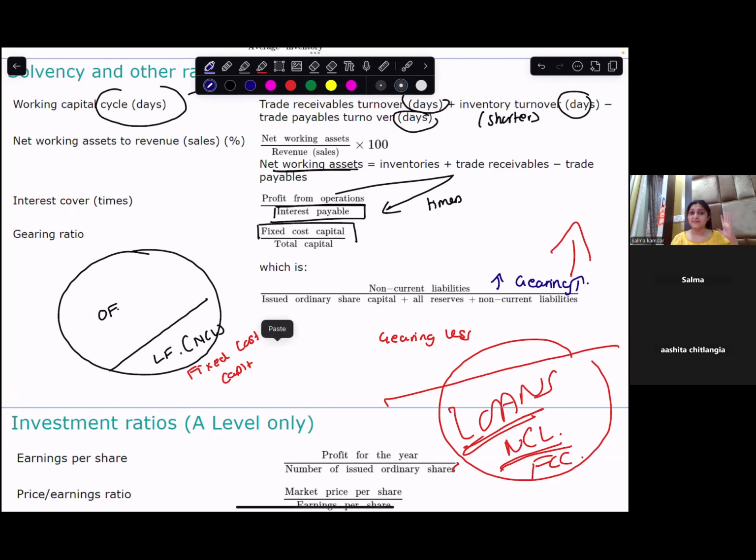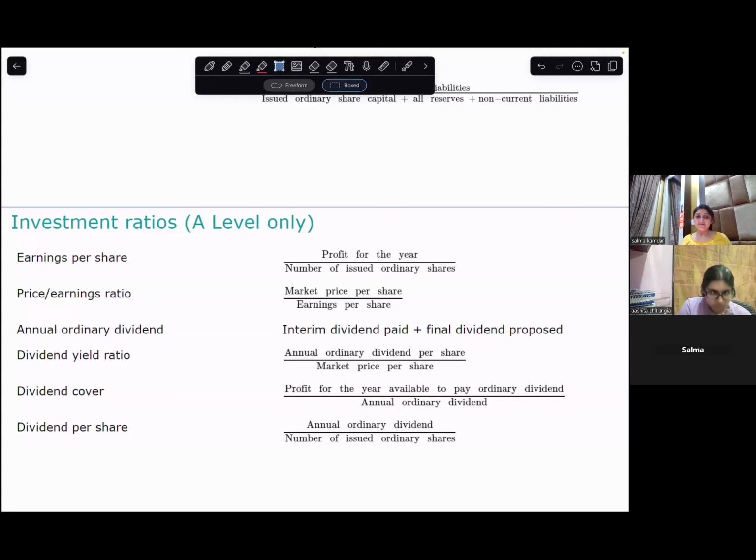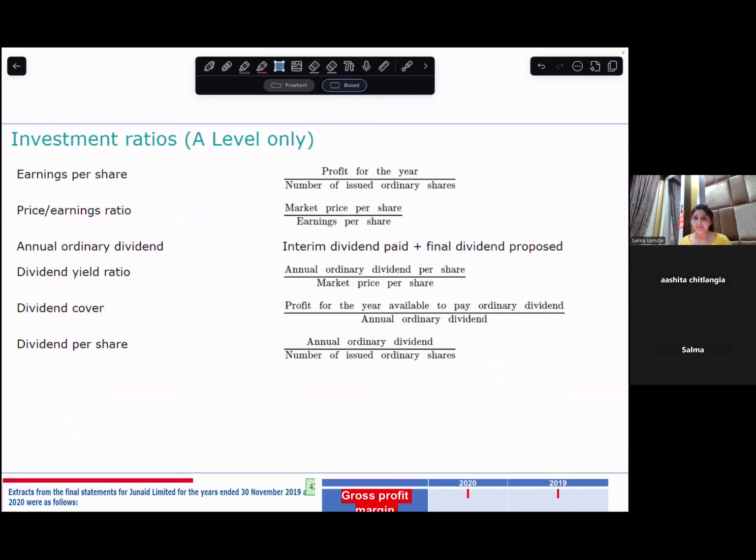Take 5 minutes time, write down the solvency ratios, and then we go to investment ratio. So you have 5 investment ratios. Your first investment ratio would be your earning per share. That means how much every share is earning. Now remember, when I'm talking about what the share is earning, I'm only talking about the ordinary shares, because preference shares are going to be paid a fixed rate of dividend. So whenever I'm looking at dividend yield ratio, dividend cover ratio, or dividend per share, we are only talking about ordinary shares.